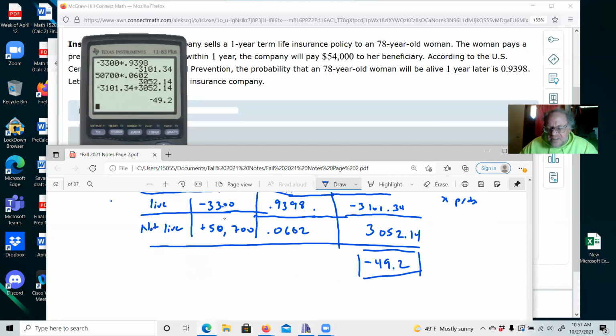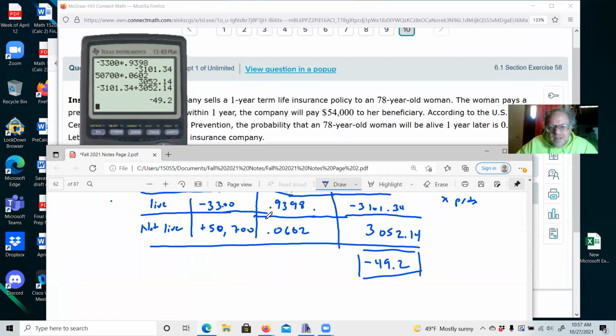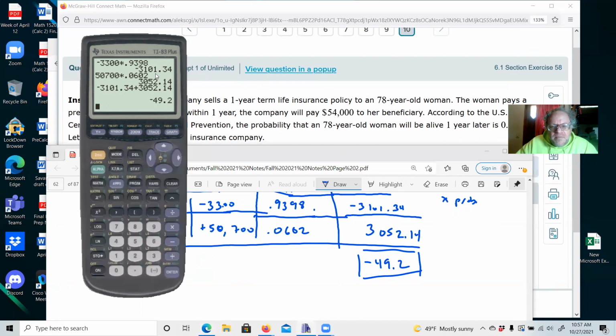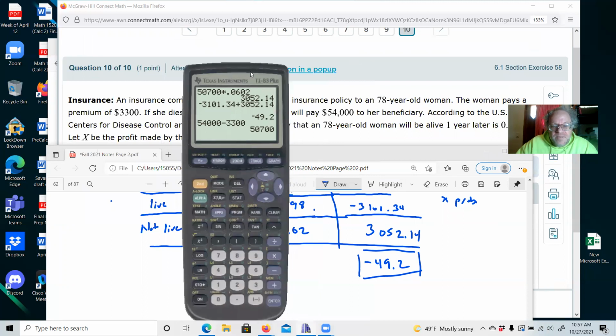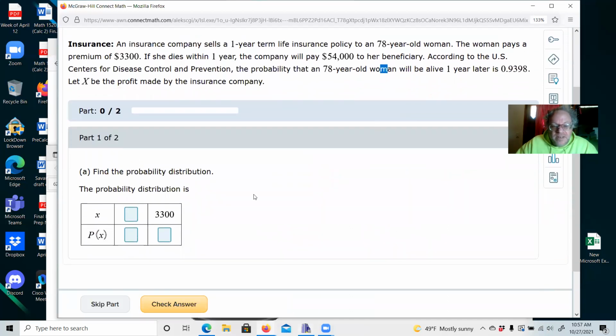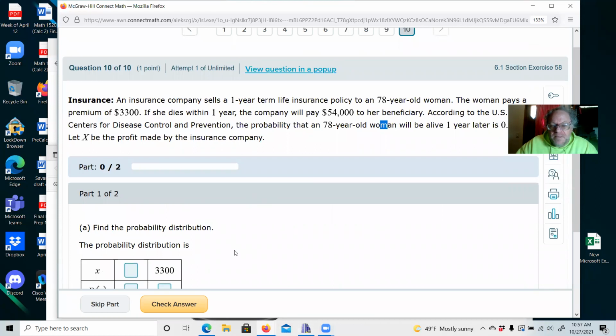So they're taking a loss. Negative 49.2. Did I mess up? 54,000 minus 3,300. It's so unusual that they would lose money. I'm actually questioning everything I've done up to this point. That shouldn't happen. 5,700, we're good. And then the other one was okay. So in this case, they're losing money on this one.